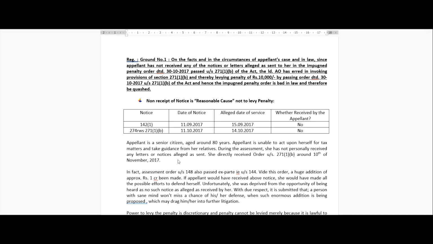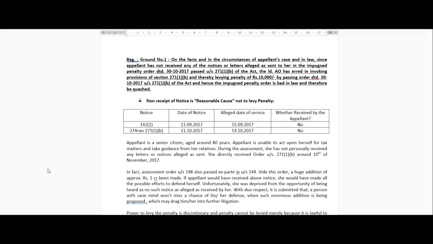So let's see. Appellant is a senior citizen aged around 80 years. Appellant is unable to act upon herself for tax matters and takes guidance from her relatives. During the assessment, she has not personally received any letters or notices alleged as sent. She directly received the order under section 271(1)(b) around so and so date.